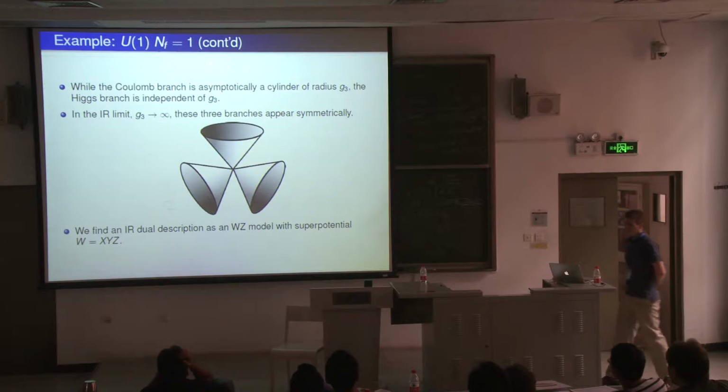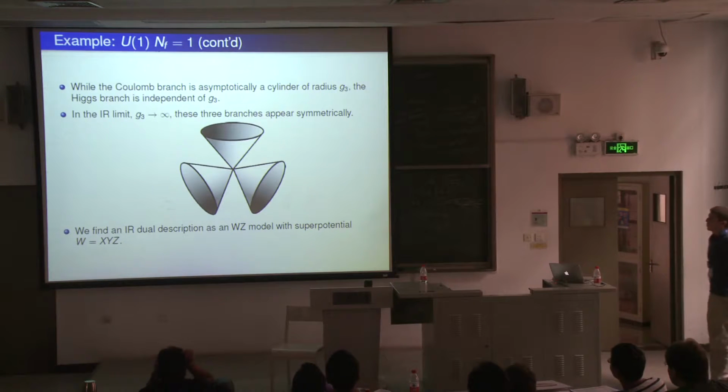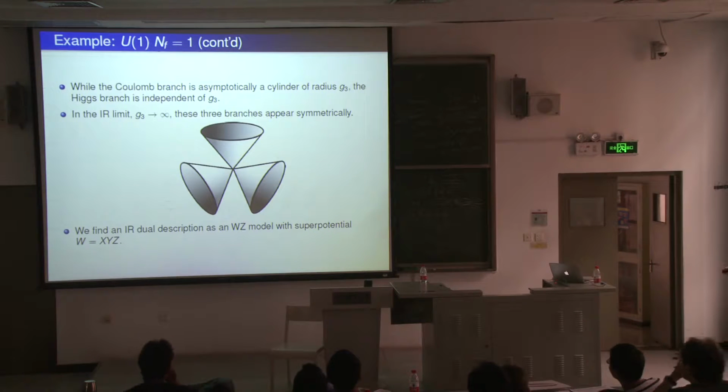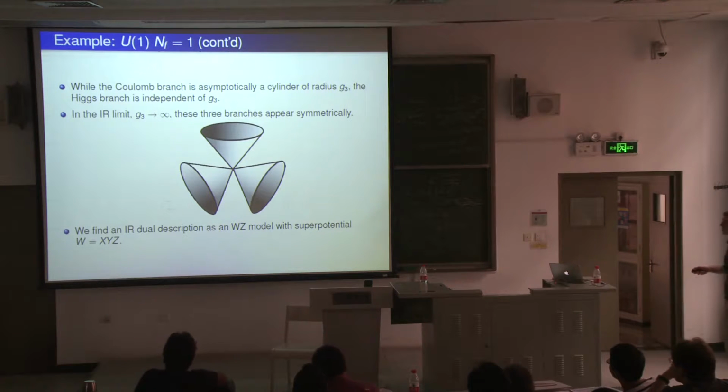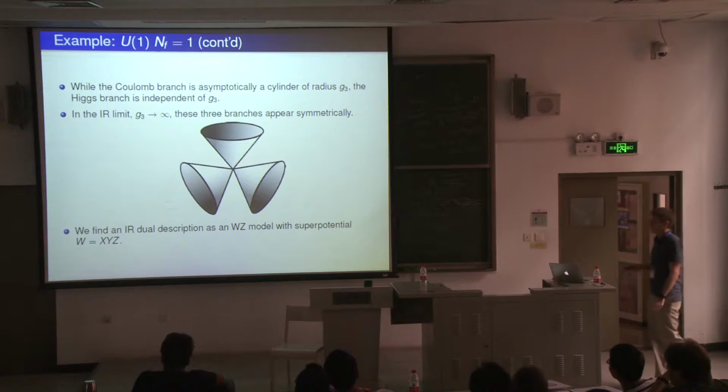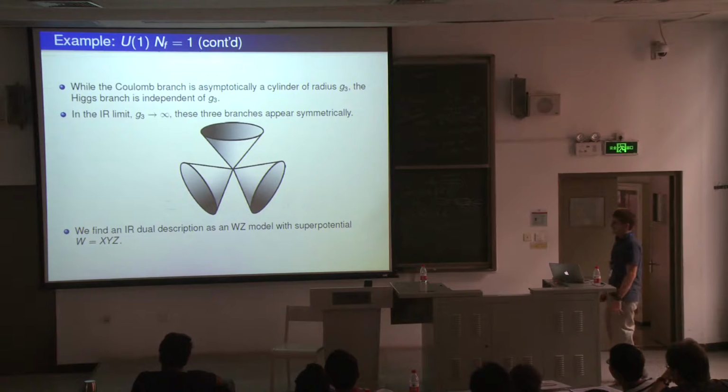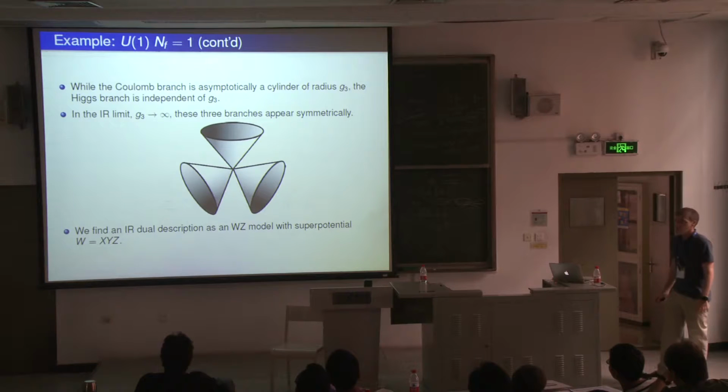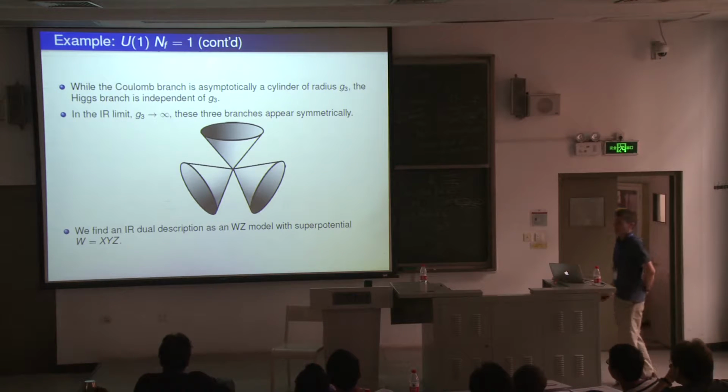Now, when we flow to low energies, or equivalently take the 3D gauge coupling to infinity, these Coulomb branches open up asymptotically, and now all 3 branches appear symmetrically, and there's a triality symmetry exchanging them. And in fact, this theory has a simple IR dual description as a Wess-Zumino model with superpotential XYZ, the XYZ theory. So this is a very simple example of an IR duality in 3 dimensions. In fact, it's a very simple example of mirror symmetry.